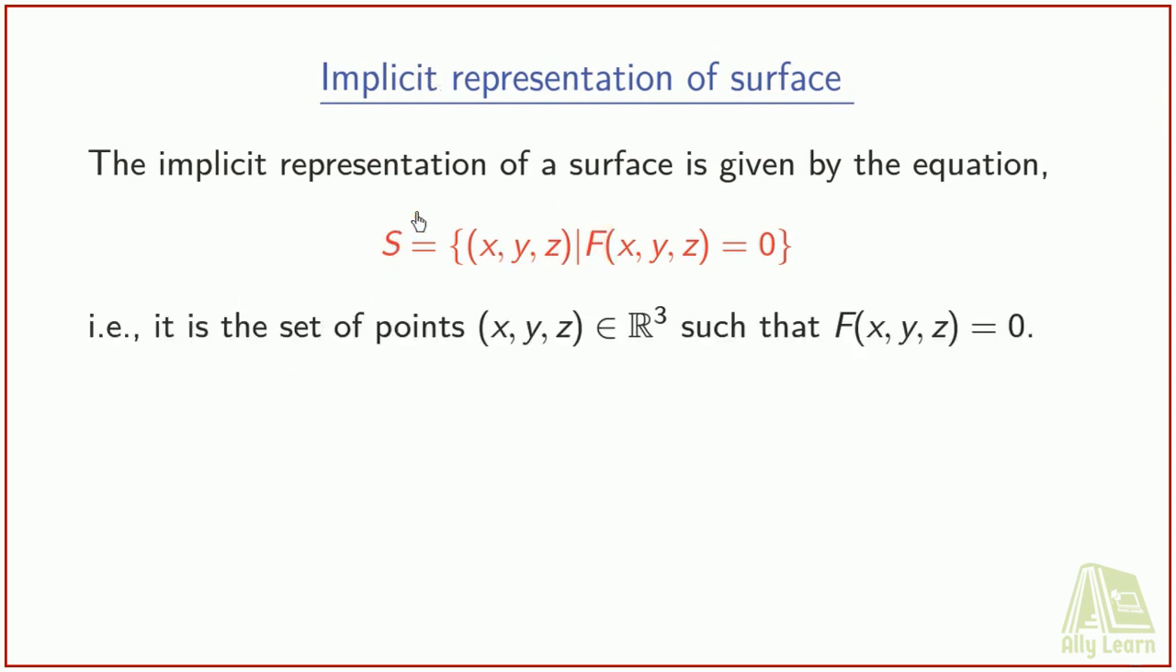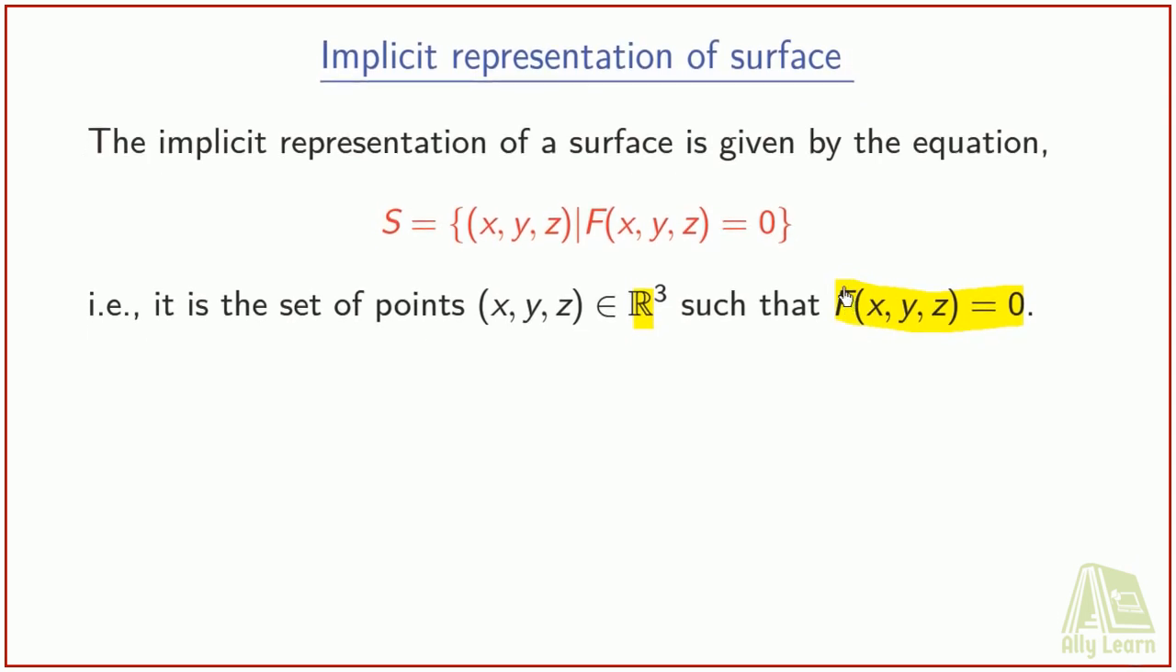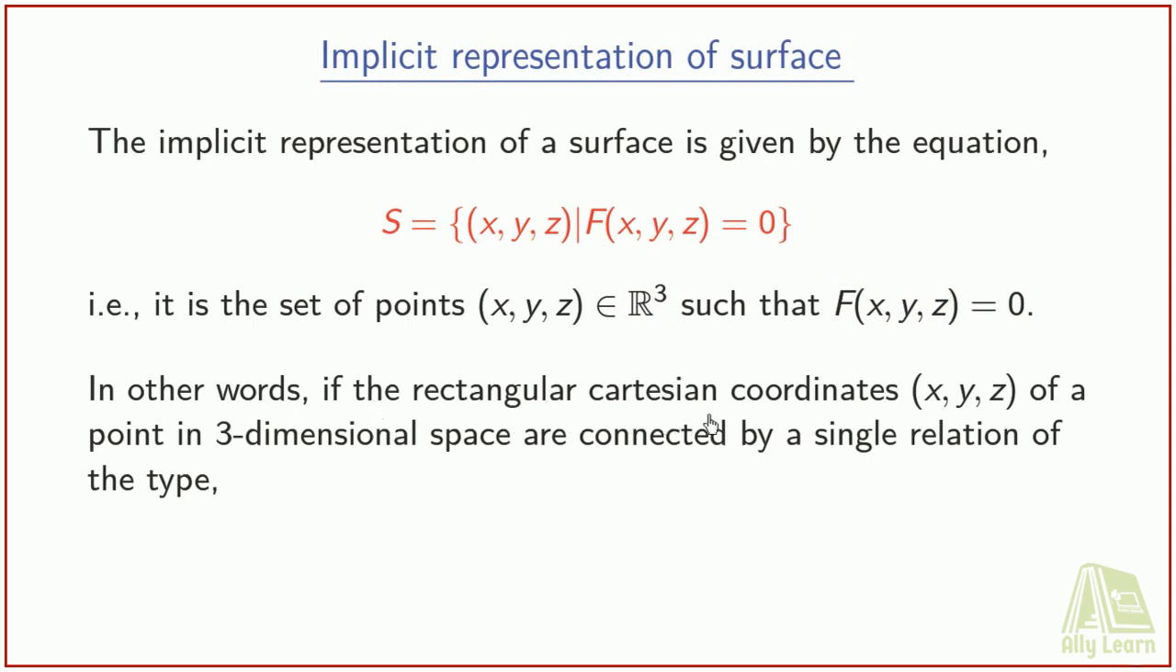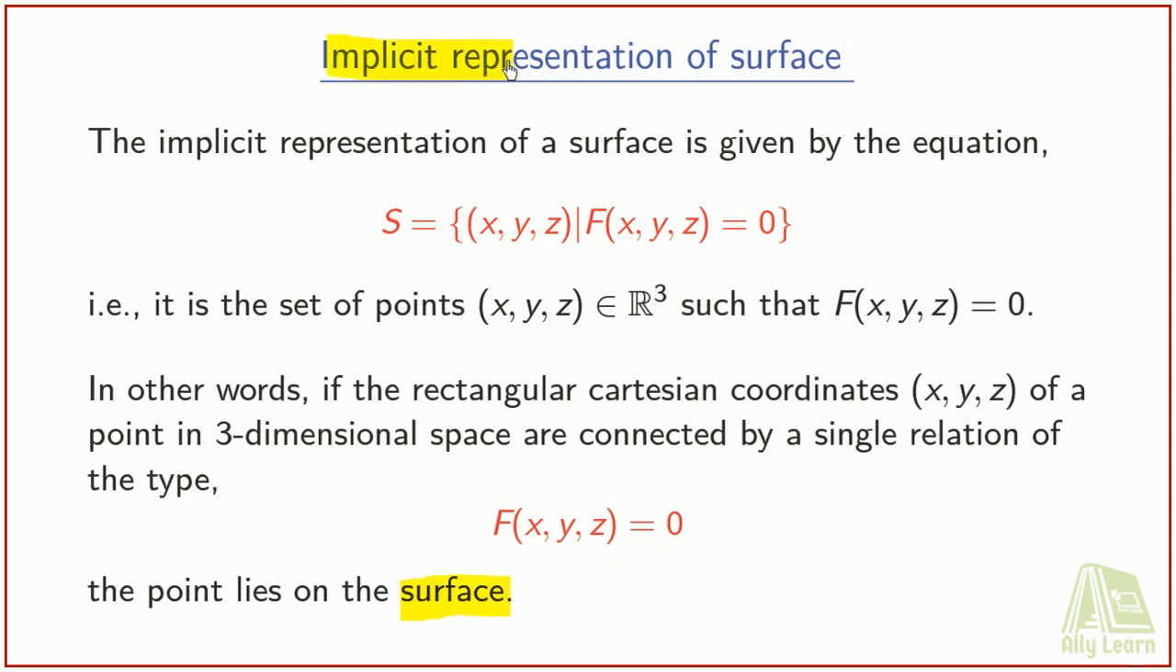So basically, the implicit representation of a surface means the collection of all those points x, y, and z in R cube such that f of x, y, z equals 0. Such a representation in which all the variables are connected by a single function is called implicit representation. We can also express this in another way: if the rectangular Cartesian coordinates x, y, z of a point in three-dimensional space are connected by a single relation of the type f of x, y, z equals 0, then the point x, y, z lies on the surface.